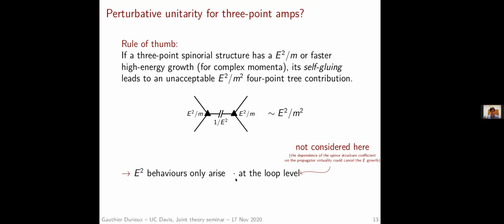So one possible way out is first that this 3-point amplitude only arises at the loop level, where the spinor structure would come together with a loop function, which could tame this energy growth. But we here stick to the tree level. And in this case, the only possibility is that those 3-point amplitudes only arise at the non-renormalizable level, such that in this 4-point amplitude, unitarity is only lost at the scale of the order of the cutoff, much higher than the scale of the masses.